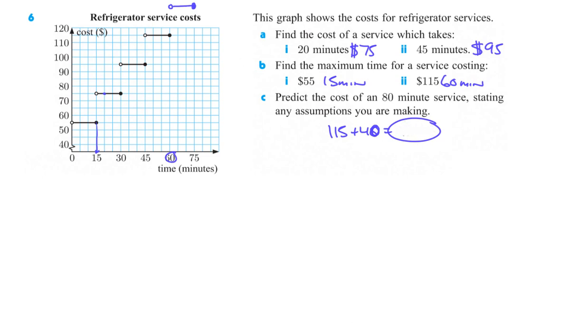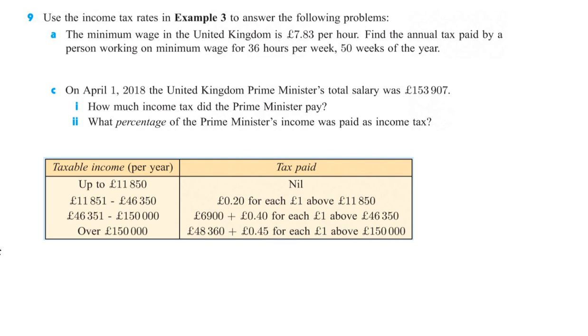So 115 plus 40 is going to give us 155. Okay? Last one we're going to take a look at here is number 9. Use the income tax rates in example 3 to answer the following problems. I copied the income tax table right here.